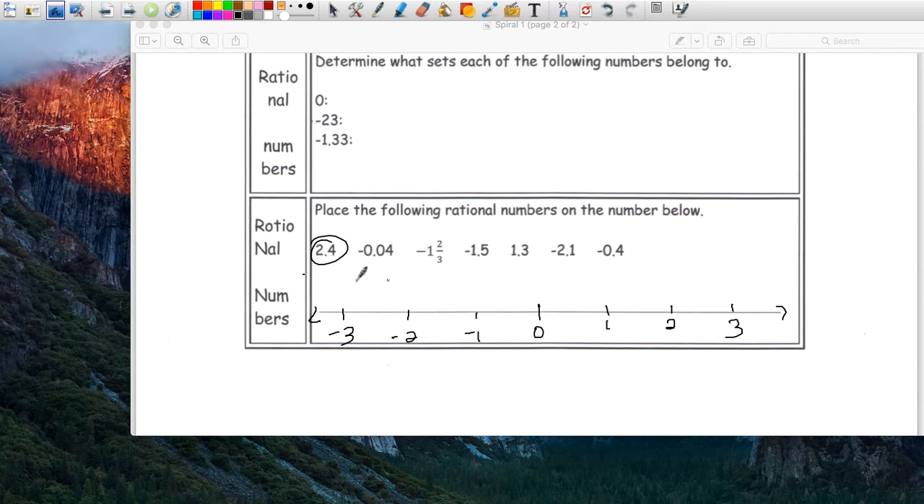2.4, so think of dollars, I guess. $2 here. $2.40, so it's a little bit less than half. 2.4 right there.